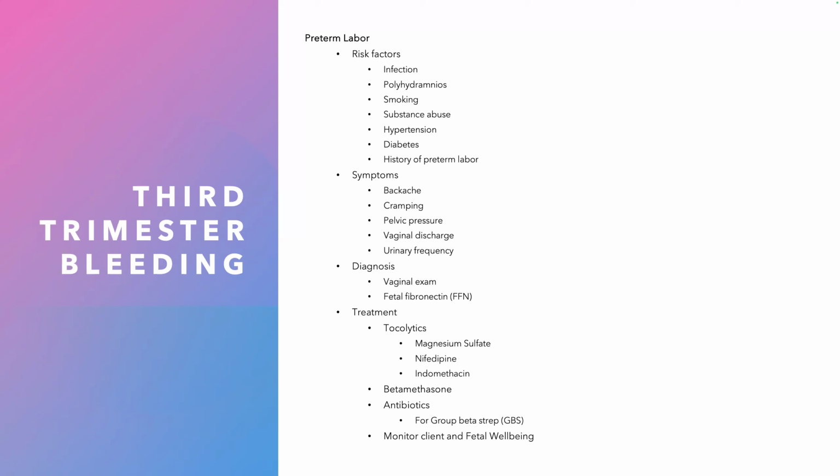Antibiotics, in a preterm patient: I told you we will do a GBS swab, but while we don't have the results, we will give them antibiotics to prevent or to treat any GBS because those babies are premature. And again, they have premature immune systems. And then we're going to monitor the clients for their well-being, specifically if they are on magnesium.